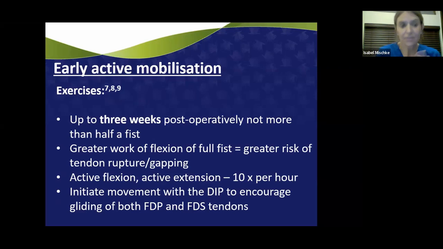So research has shown that up to 3 weeks post-operatively, you should try to not make more than half a fist. You need to educate your patient that they can go halfway to a fist actively and then actively extend again. Why? Because the greater work of flexion of a full fist causes a greater risk of tendon rupture. And then try to teach your patient to initiate the movement with the DIPs to encourage gliding of both the flexor digitorum superficialis and flexor digitorum profundus, so FDS and FDP tendons.